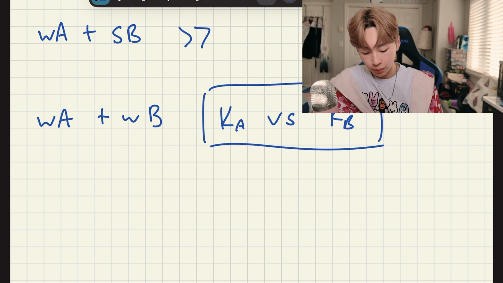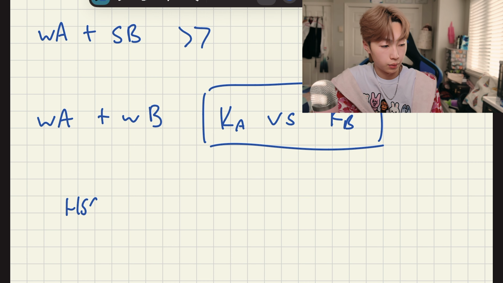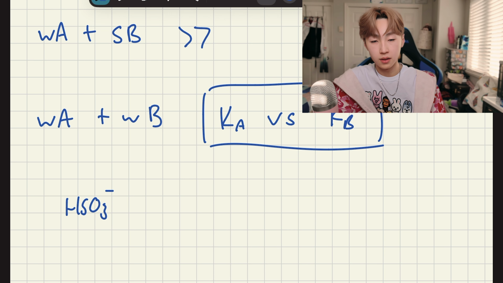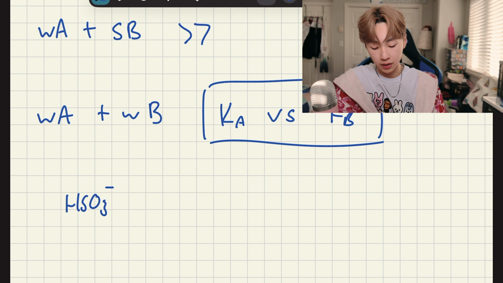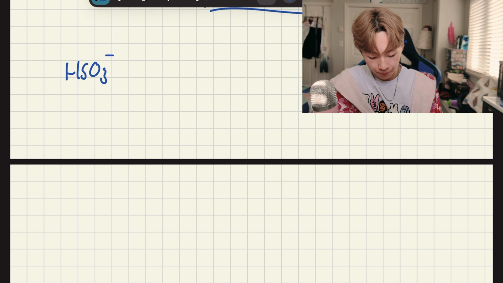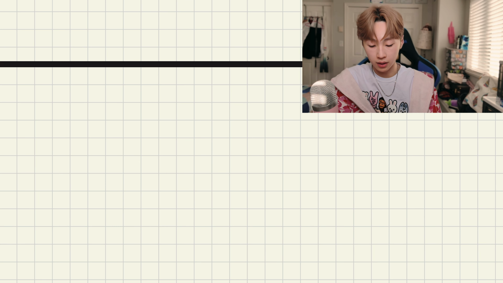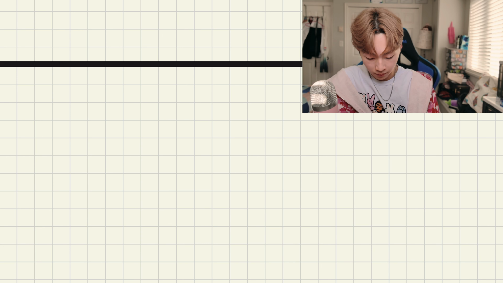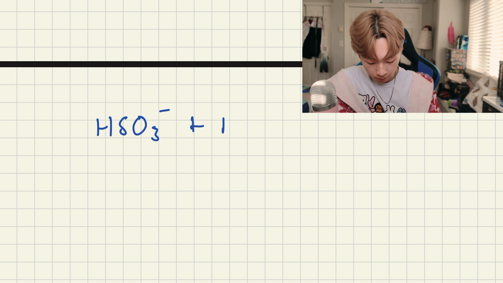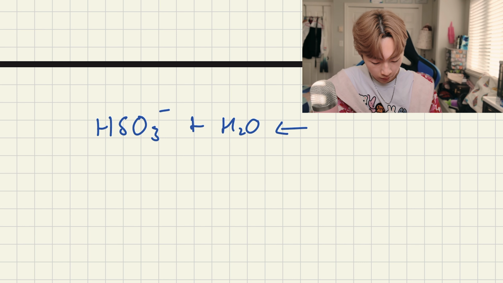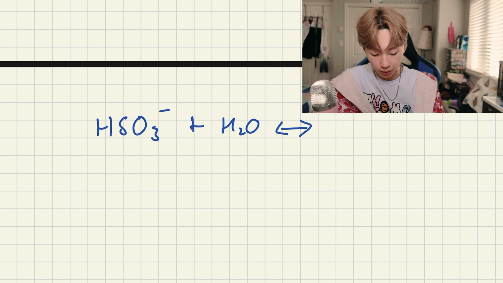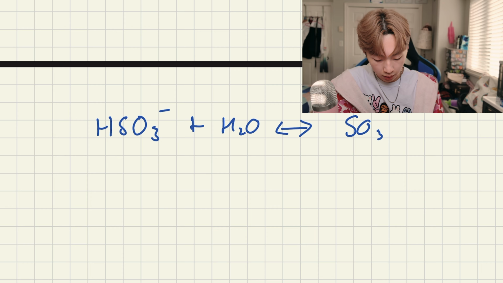Let's take, for example, HSO3-. This is amphiprotic, so it could be an acid or a base. Let's write the equations showing it being an acid and a base. So as an acid, you got HSO3- plus water. Since it's an acid, it's going to be donating. So we have SO3 2- plus hydronium.